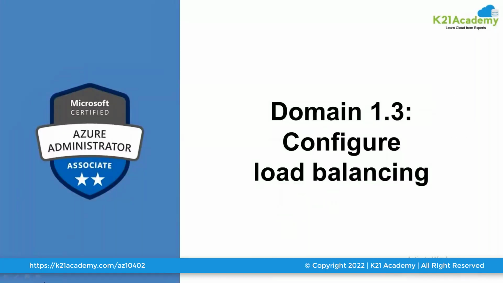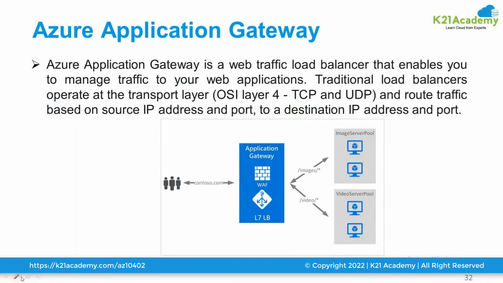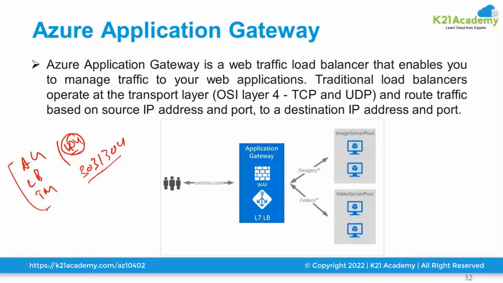Then we have configure load balancing. So what all things are there in load balancing? There is something called Application Gateway, Load Balancer, and Traffic Manager. These are the three major load balancing things that we need to discuss when we are talking about 104. If you're going for 303 or 304, one more thing will get added, I think Azure Front Door, which will get added extra.